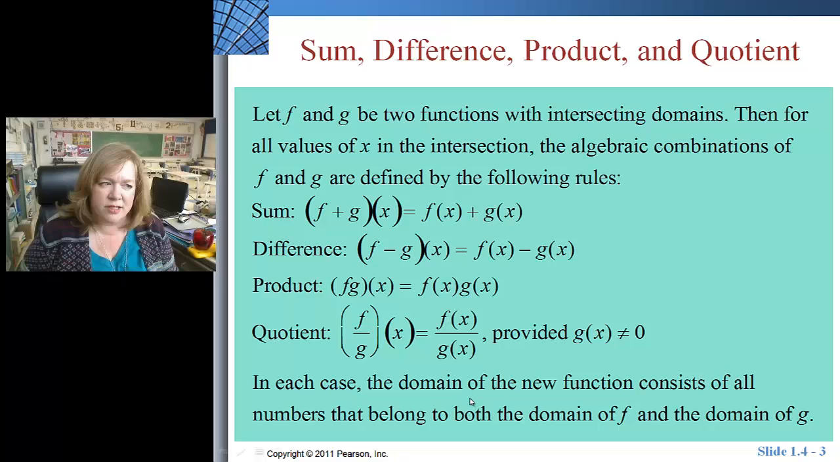In each case, the domain of the new function consists of all the numbers that belong to both the domain of f and the domain of g. They have to overlap. So if you have something thrown out of the domain of one, you have to throw it out of the combination of the two.